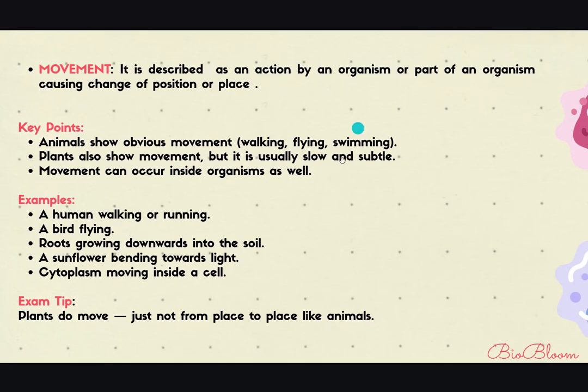If you see a cell, we are going to study chapter number 2, which is the cell, in much more detail, but just to give you a brief idea, when we have a cell, we have a jelly like substance inside it that is called cytoplasm. And when that cytoplasm moves inside a cell, that is what we refer to as movement inside the organisms. All right.